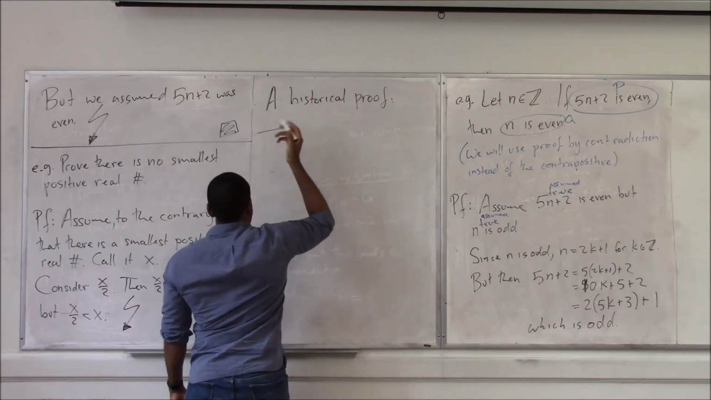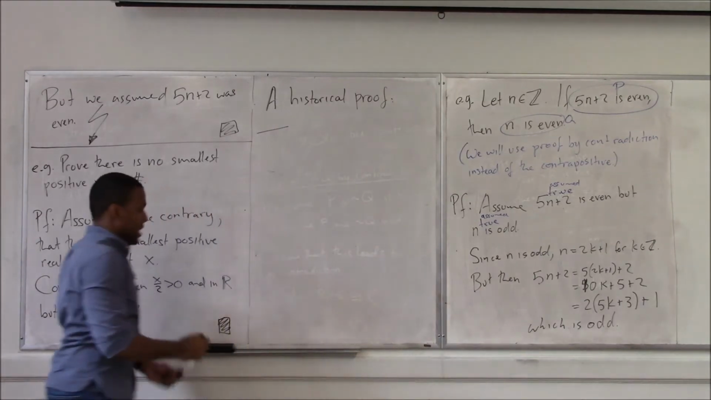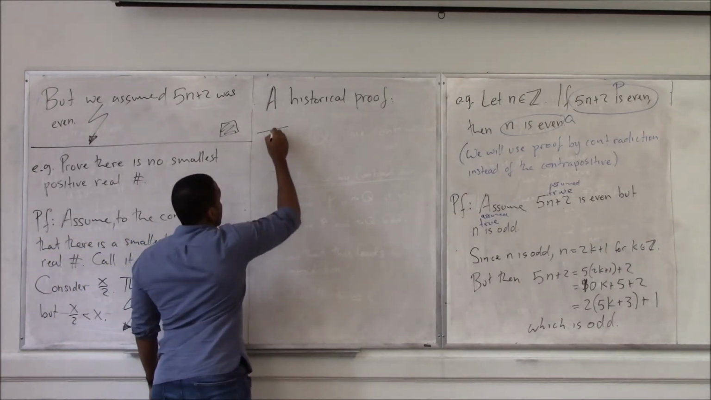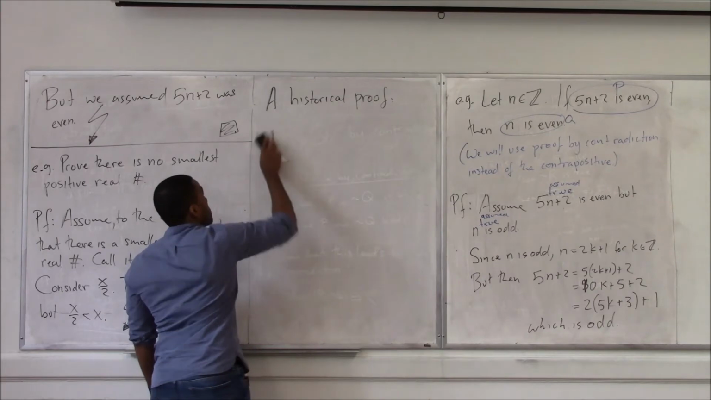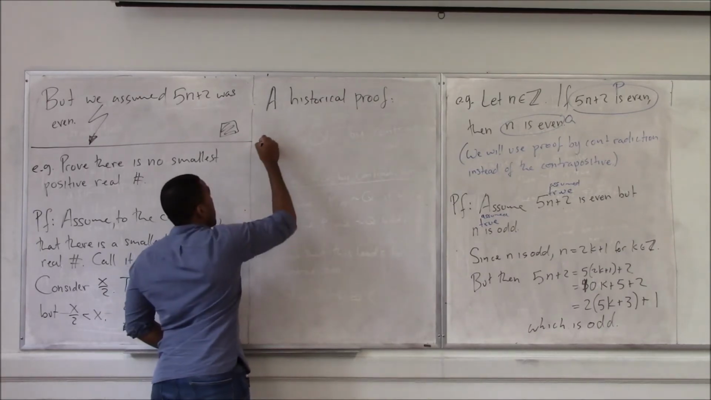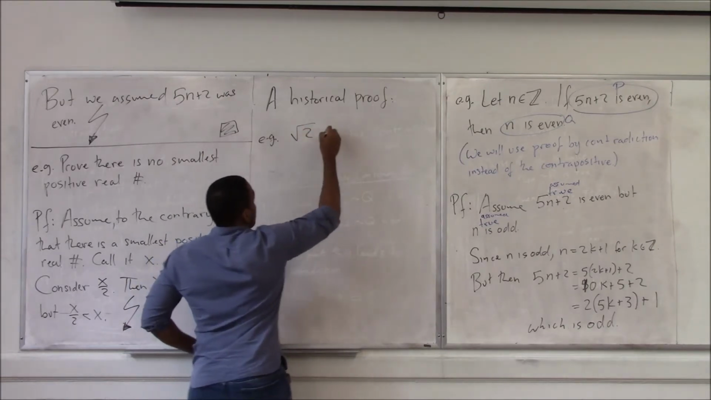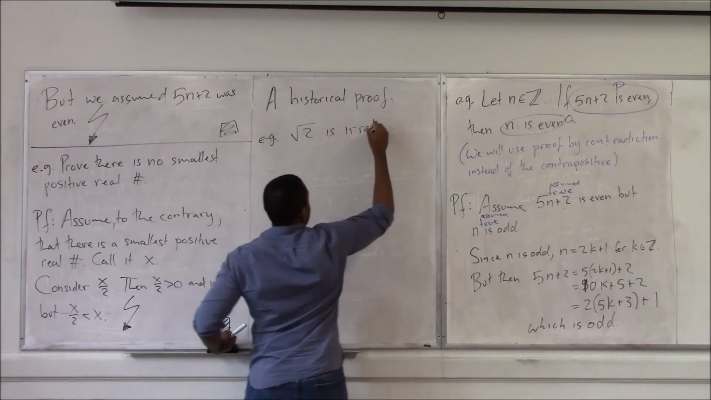So it's kind of a proof that someone has to tell you if you're doing a class like this. Maybe I'll go back to some more trivial proofs later. The square root of 2 is irrational. That was a big one.